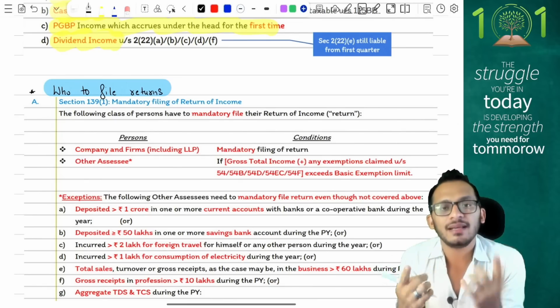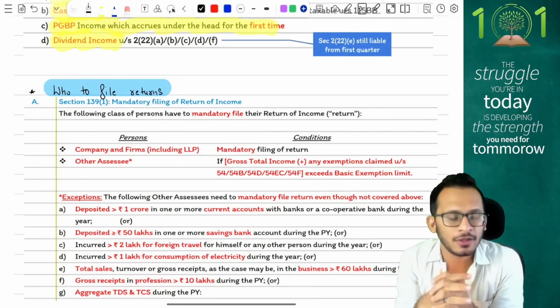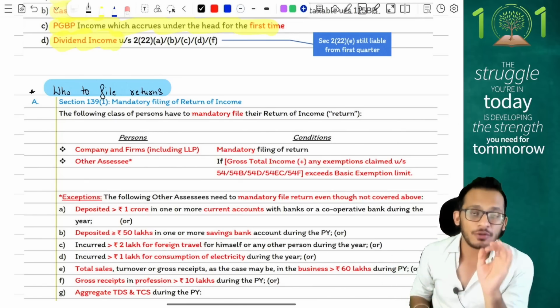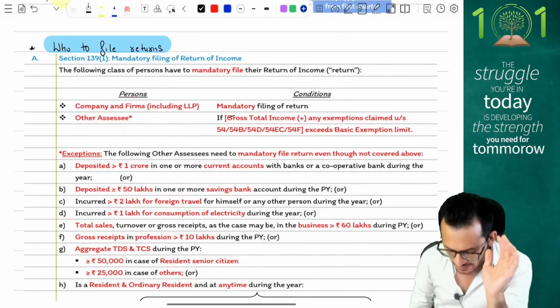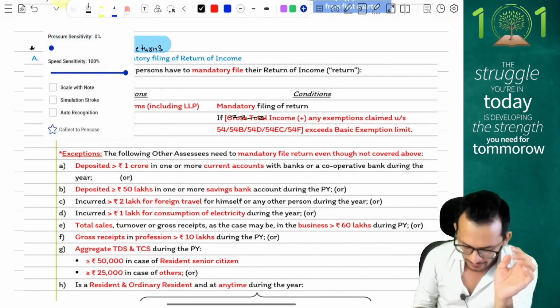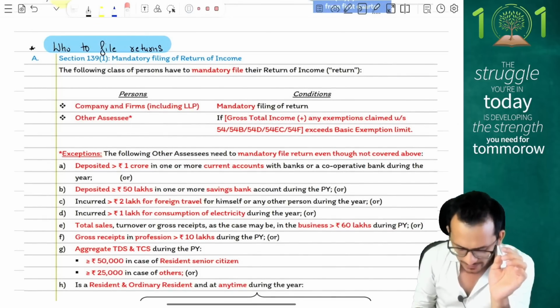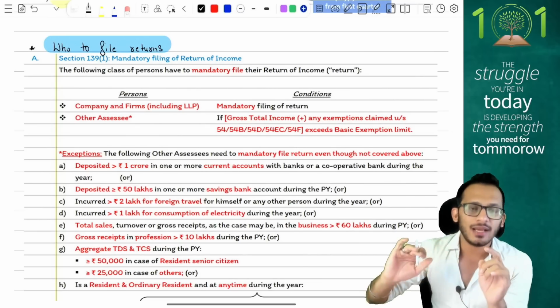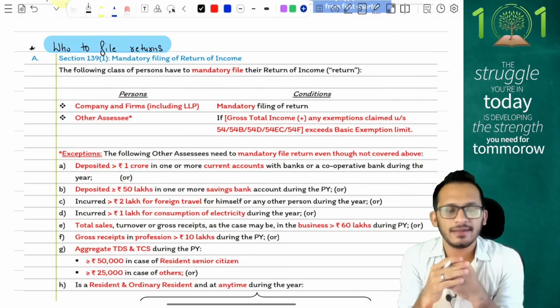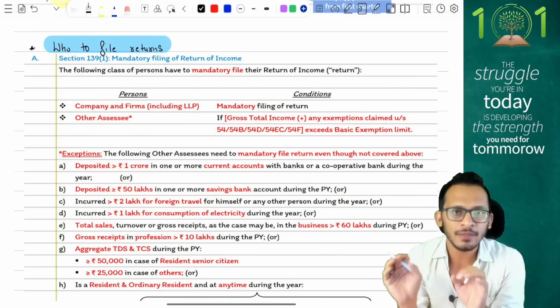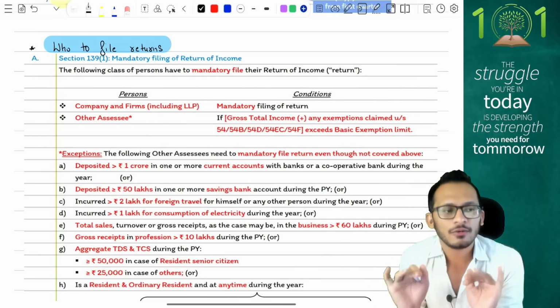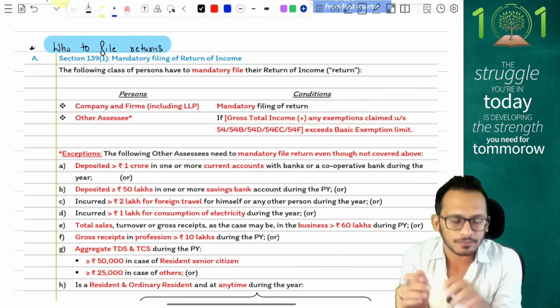But if you are any other individual liable under the slab rate model, you are liable to file an income tax return only if your GTI, minus any exemptions you have claimed under capital gains, exceeds the limit. Which means you take the GTI and add back all the exemptions you have claimed under capital gains, and if this number exceeds your basic exemption limit of 2,50,000 under the old regime or 3 lakhs under the new regime, then you are mandatorily required to file a return of income.